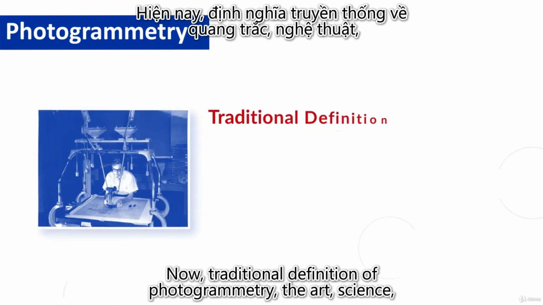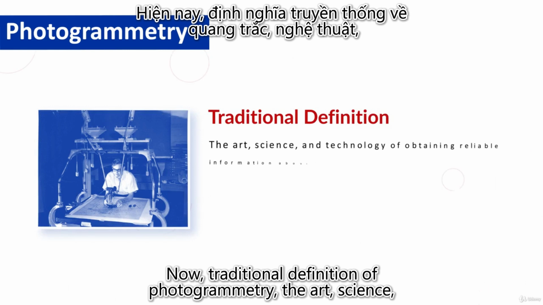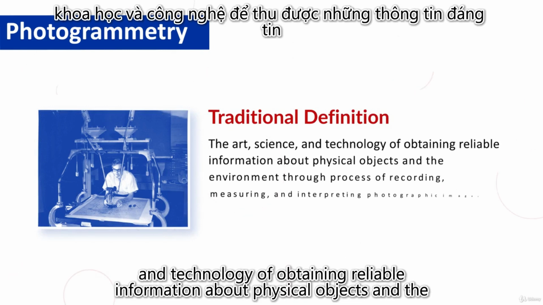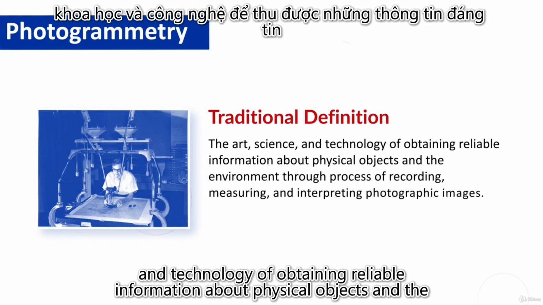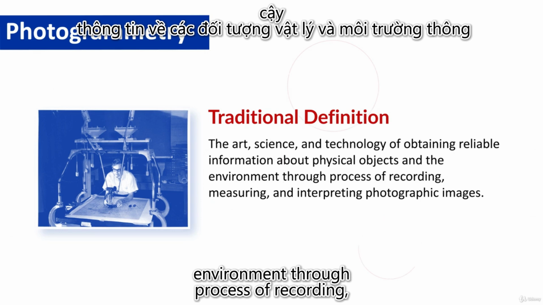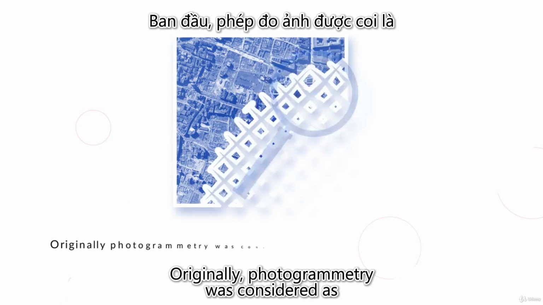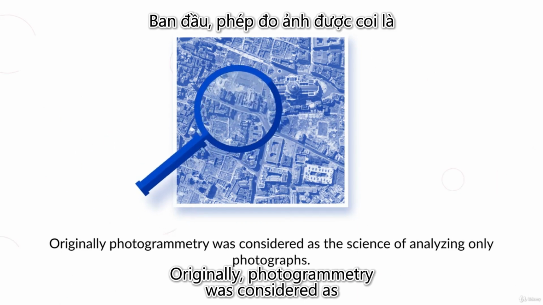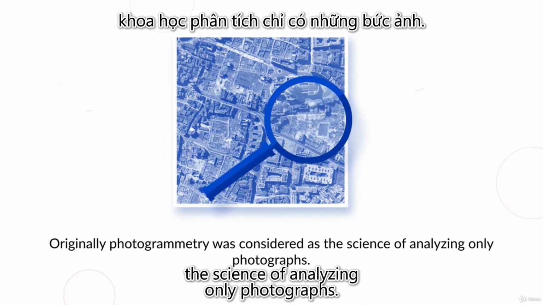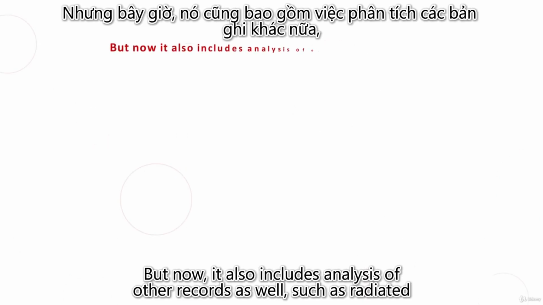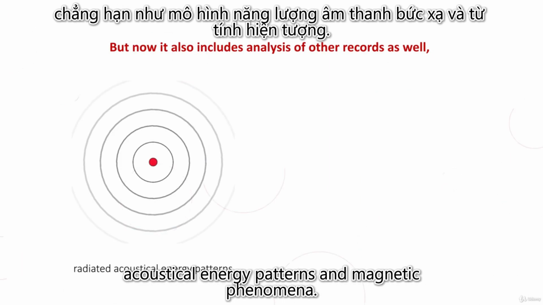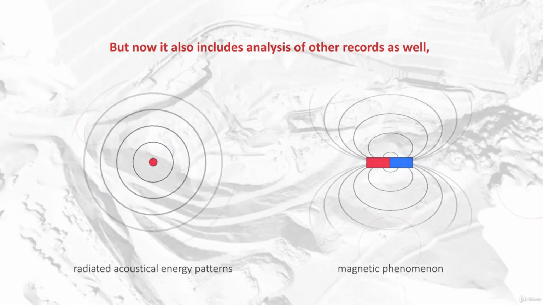Now, the traditional definition of photogrammetry: the art, science, and technology of obtaining reliable information about physical objects and environment through the process of recording, measuring, and interpreting photographic images. Originally, photogrammetry was considered the science of analyzing only photographs. But now it also includes analysis of other records as well, such as radiated acoustical energy patterns and magnetic phenomena.